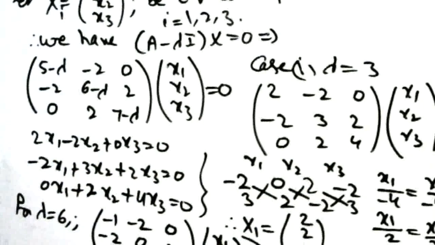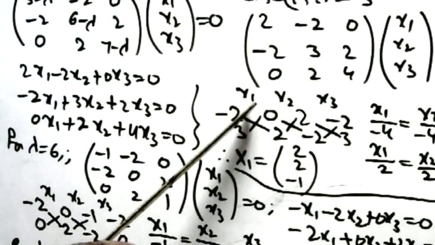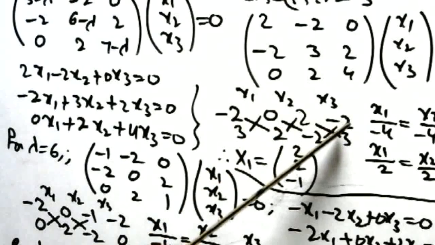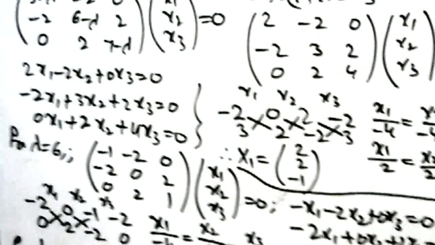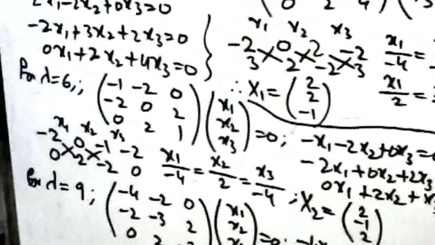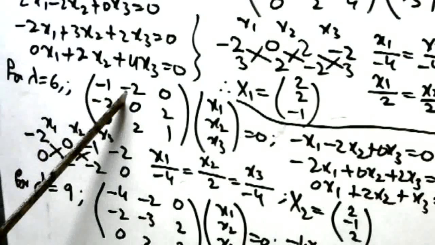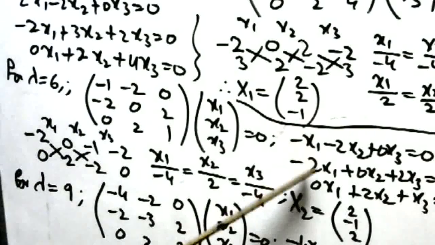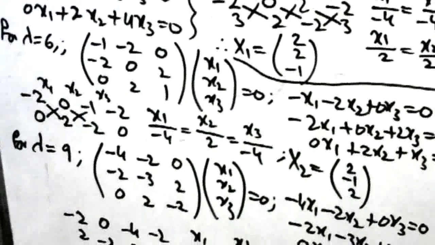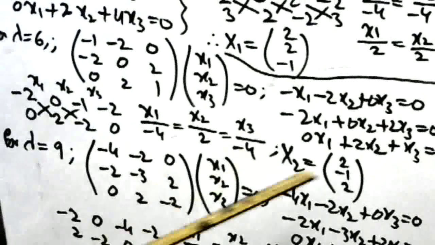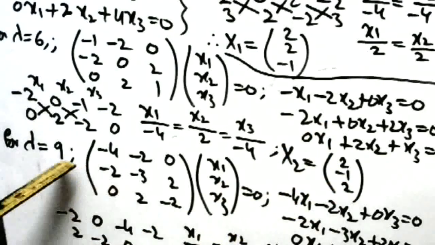Now, if you multiply, you get 3 equations. If you solve these equations like in the previous method, the cross multiplication method, you will get the first vector as 2, 2, minus 1. Now, the second case is for lambda equals 6. If you put lambda value 6, you will get this matrix. Multiply, and you get 3 equations. If you solve the 3 equations, you will get the second vector, 2, minus 1, 2.